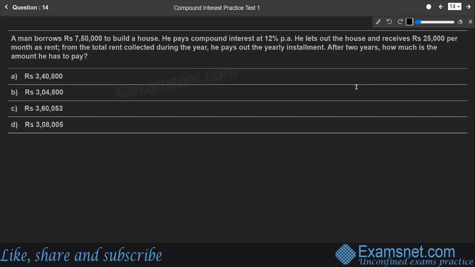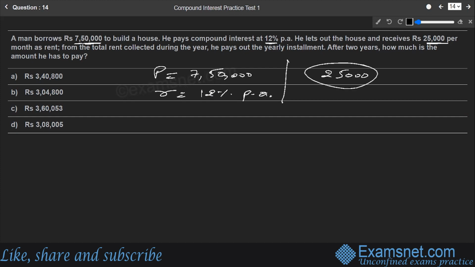As the question says, a man borrows rupees 7,50,000 to build a house. He pays compound interest at 12%. So clearly the principal value is 7,50,000 rupees and the rate percent is 12% per annum. He lends out the house and receives rupees 25,000 per month as rent. So he has given his house on rent and per month he is receiving 25,000 as rent. From the total rent collected during the year, he pays out the yearly installment. After 2 years, how much is the amount he has to pay?